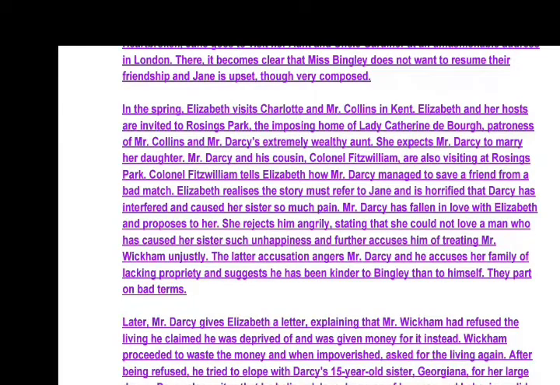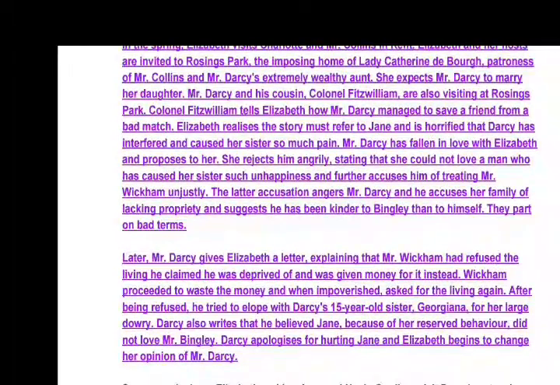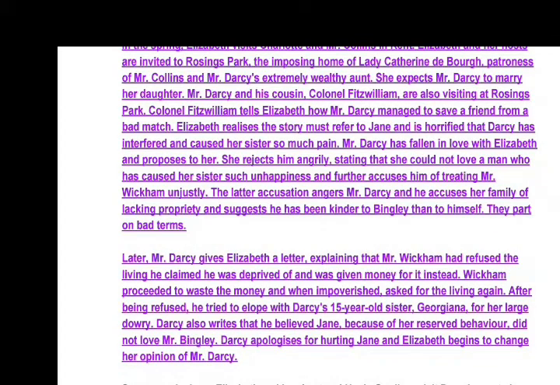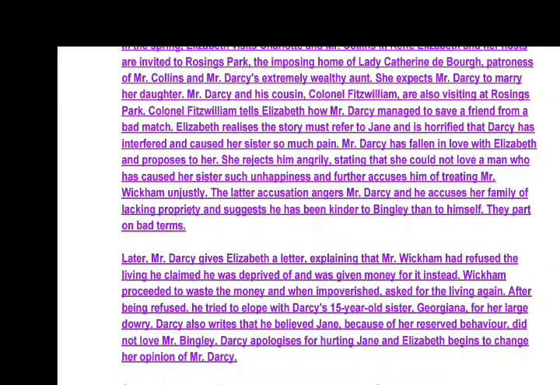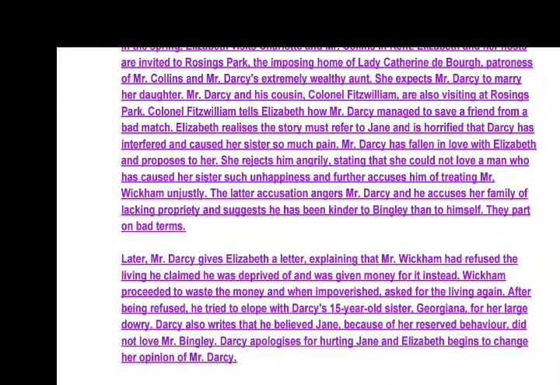Mr. Darcy has fallen in love with Elizabeth and proposes to her. She rejects him angrily, stating that she could not love a man who has caused her sister such unhappiness, and further accuses him of treating Mr. Wickham unjustly. The latter accusation angers Mr. Darcy, and he accuses her family of lacking propriety and suggests he has been kinder to Bingley than to himself. They part on bad terms.